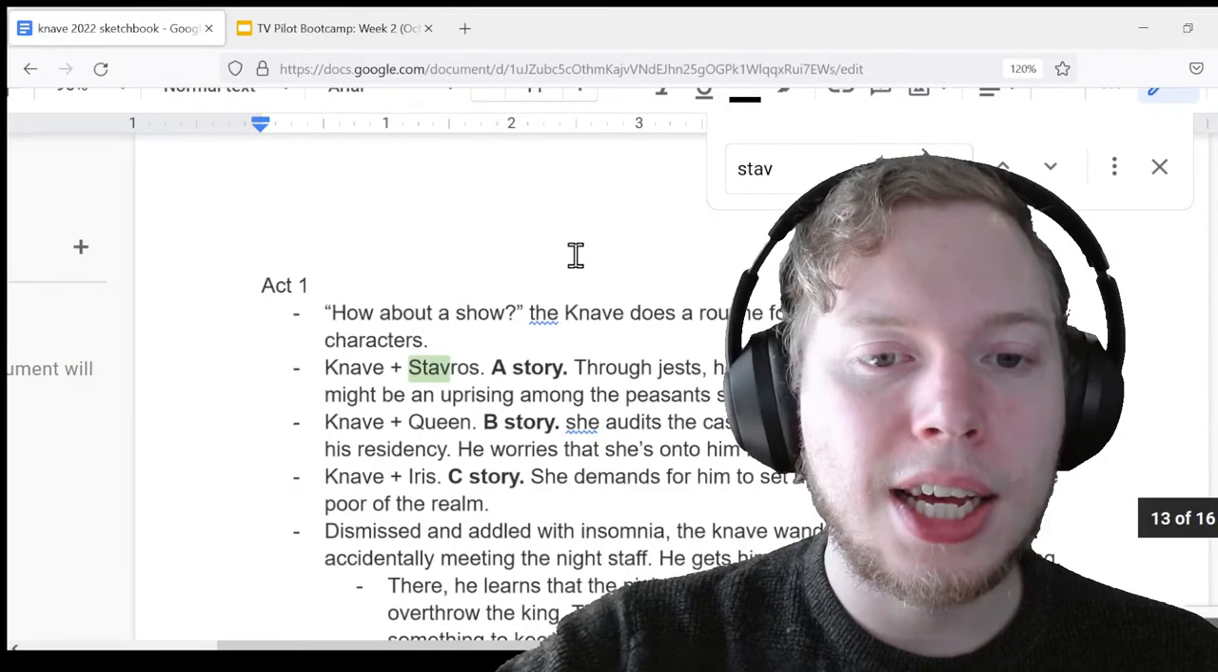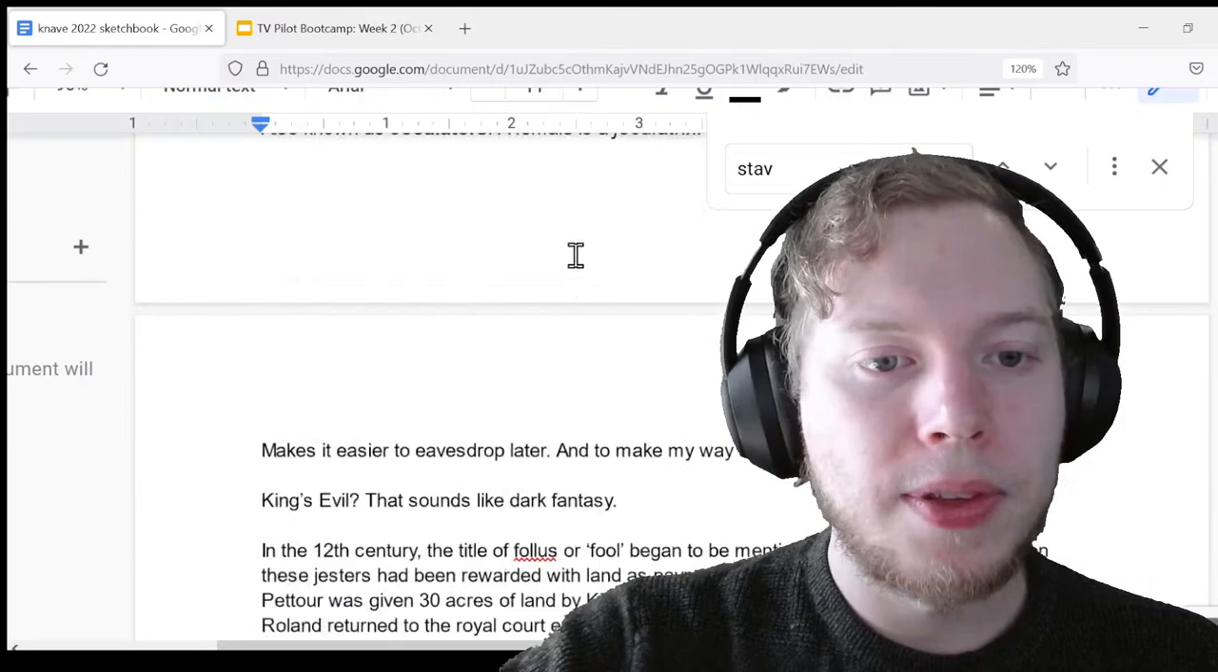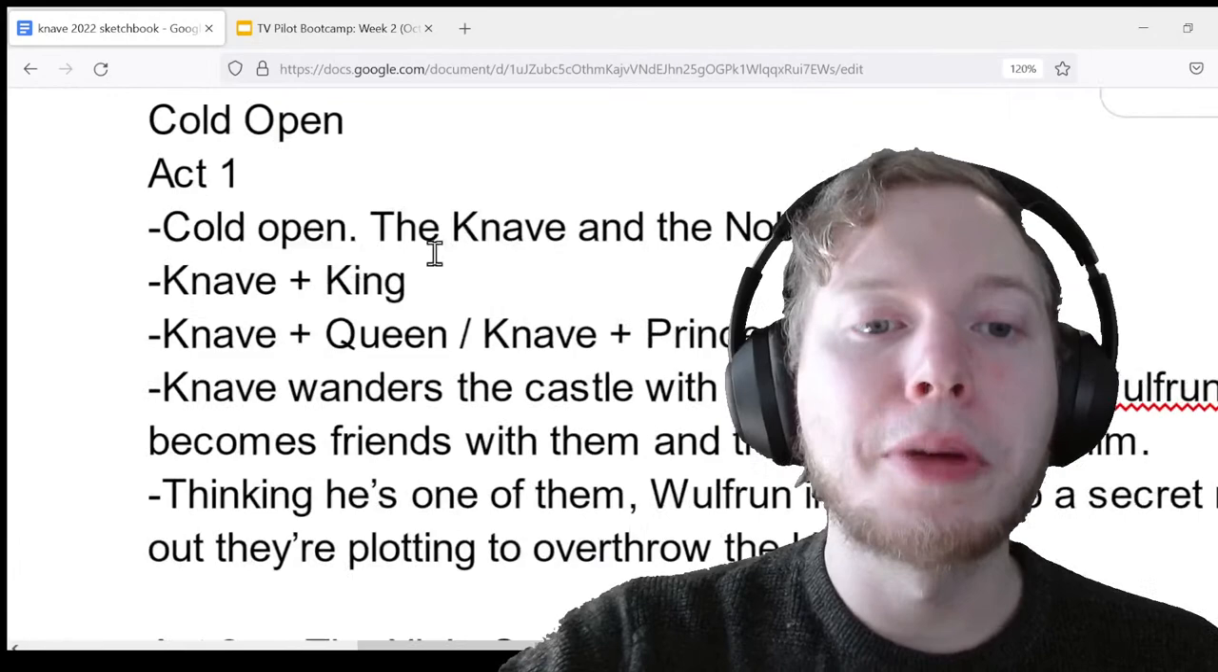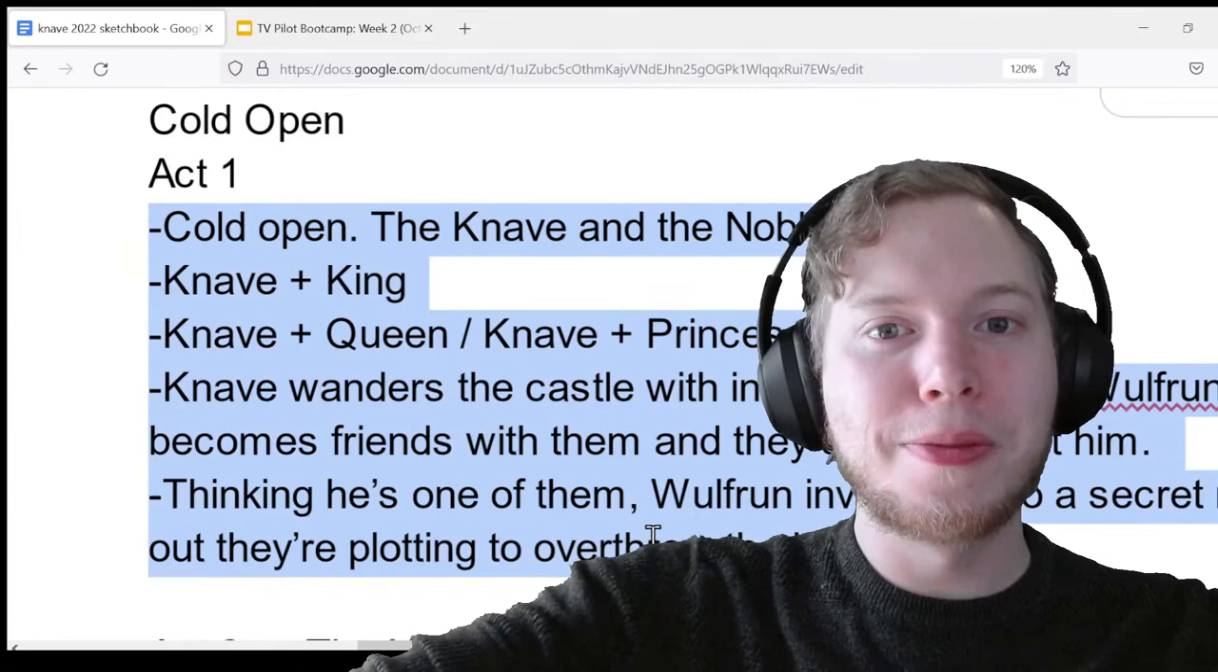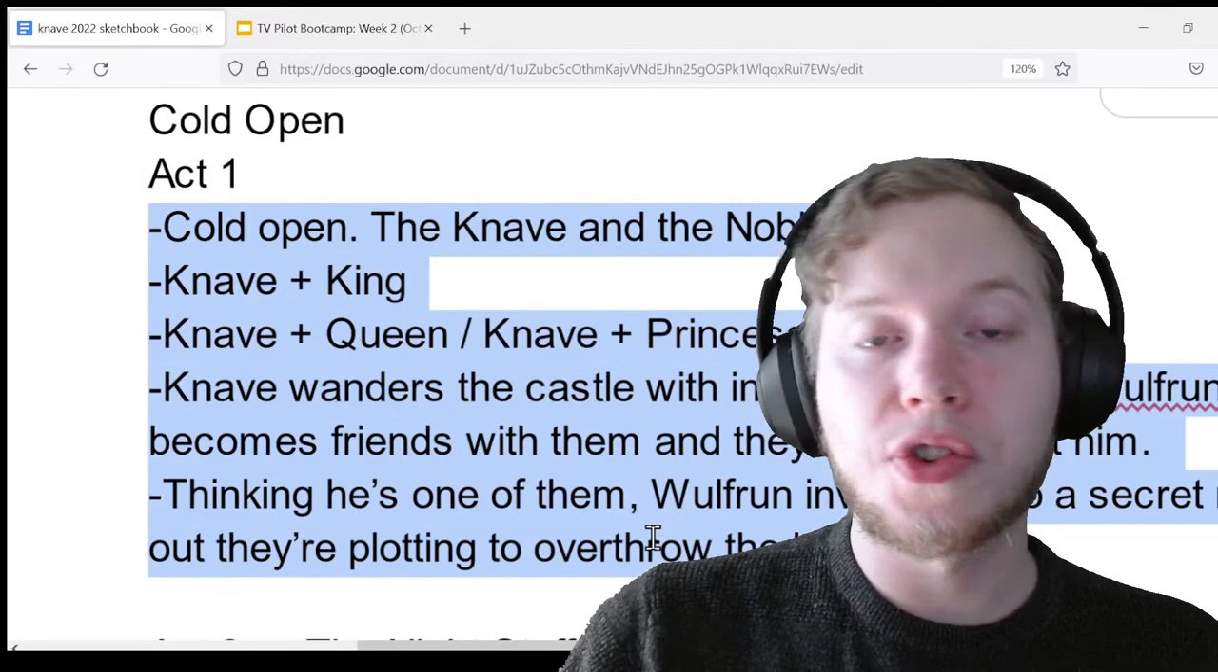Let's look at our list of scenes. This is going to be broken up Act 1, Act 2, Act 3. I haven't fully delineated what they are here, but it's nice to have just this shorthand version. So we start with the cold open. The Knave is giving one of his performances to a group of nobles and sort of introducing the audience to this idea of what is a jester and what do they do? What does a jester look like? And how does he ply his trade here?